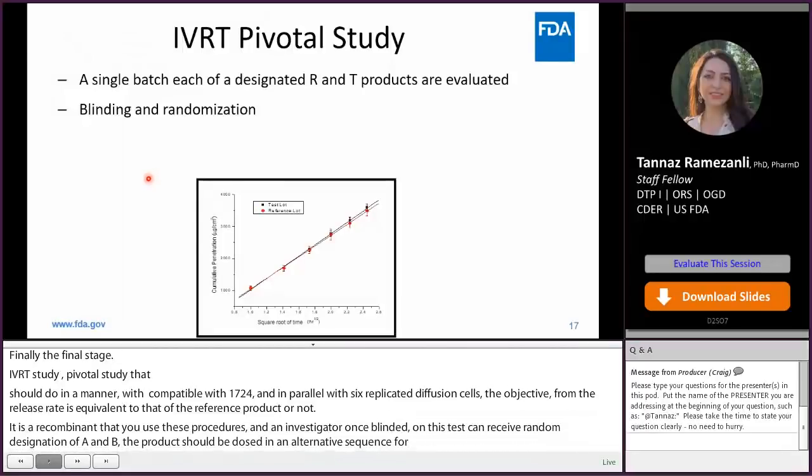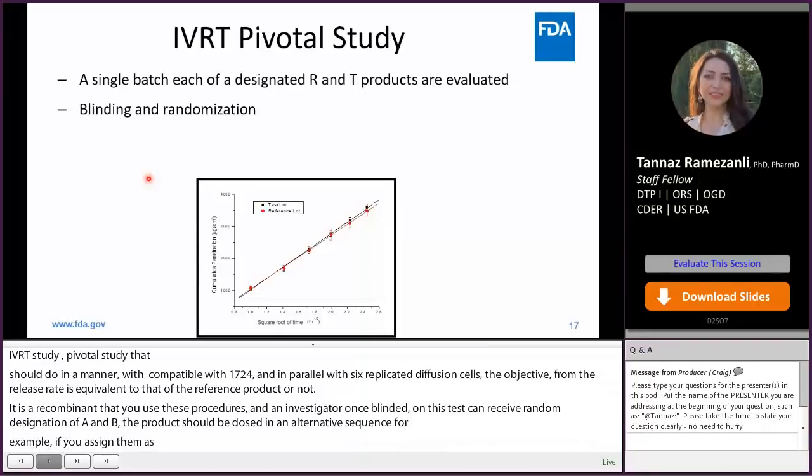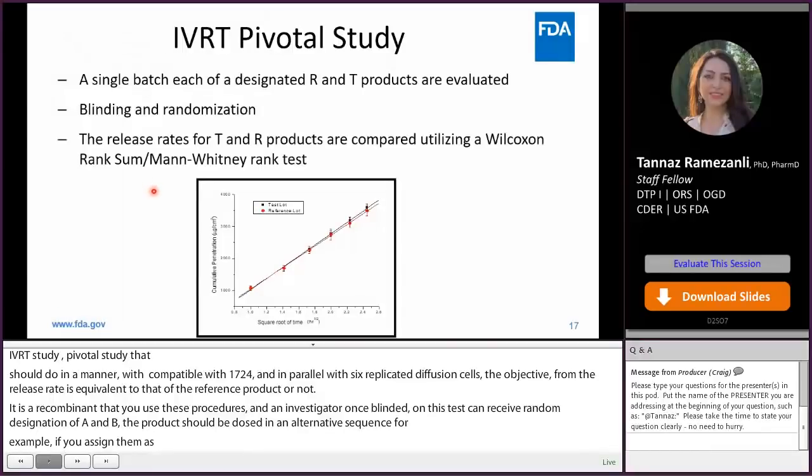The cumulative amount of drug released at each sampling time point should be reported for each diffusion cell, and the release rates for test and reference products are compared using the Wilcoxon rank sum Mann-Whitney rank test as described in the USP chapter 1724.